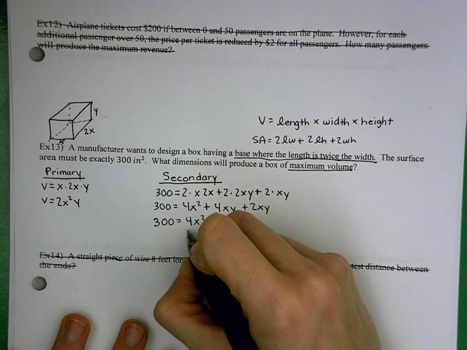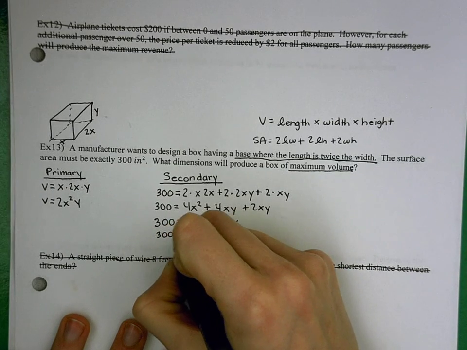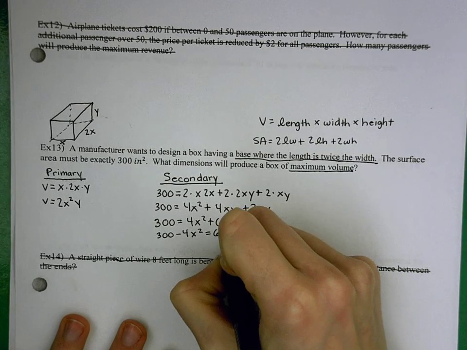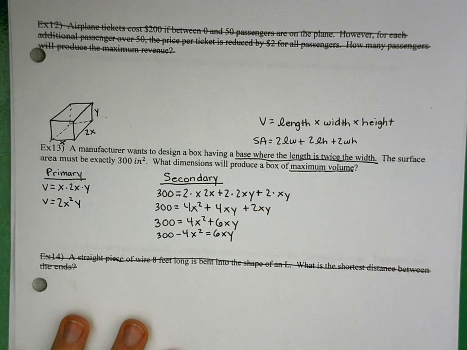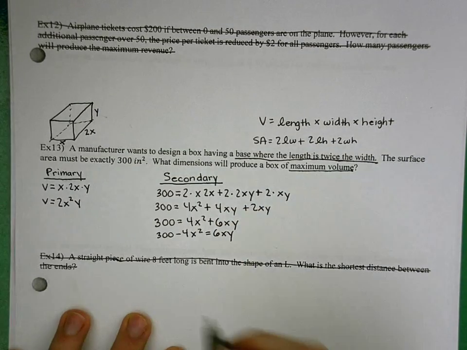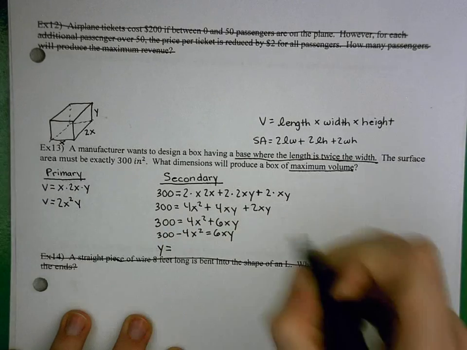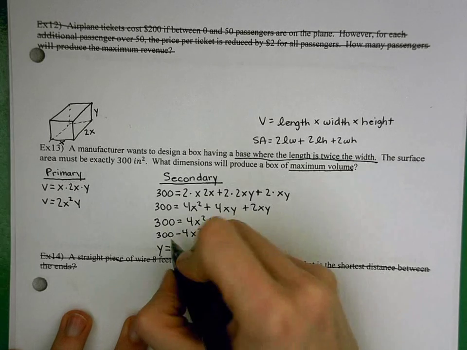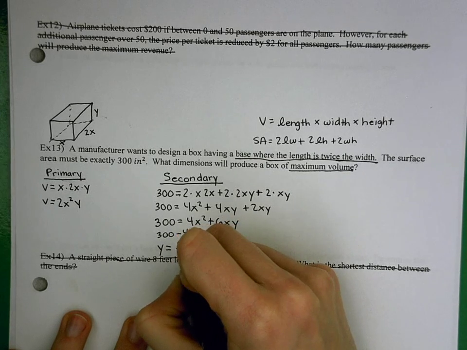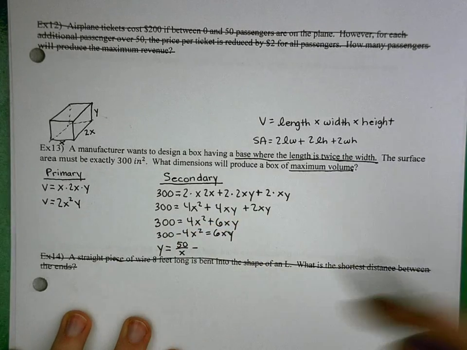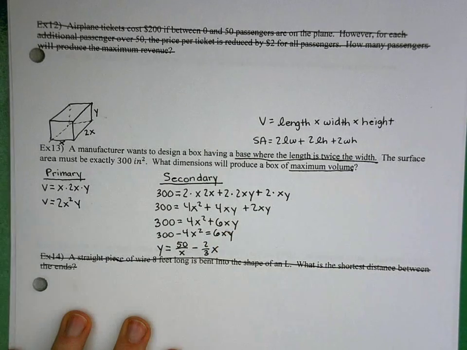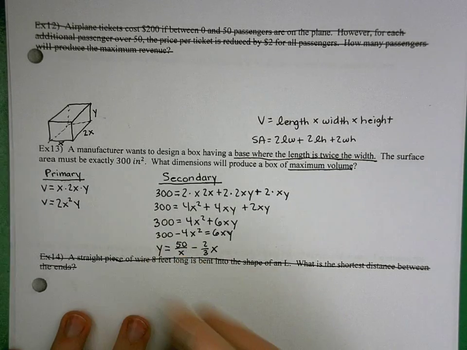Okay, so I'm going to subtract the 4x squared over. And then I'm going to divide everything by that 6x. So dividing 6x on this side, we have just y left over. 300 divided by 6x is 50 over x. And 4x squared divided by 6x is 2/3 x. Okay, so now I can take this and I can plug it into y over here.